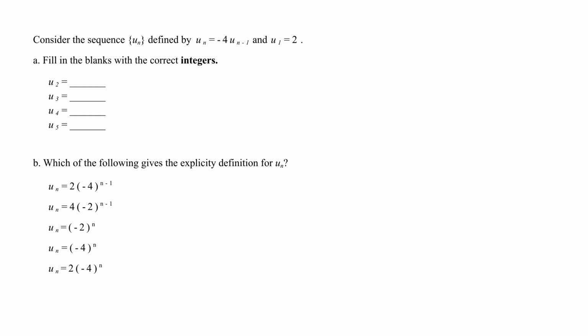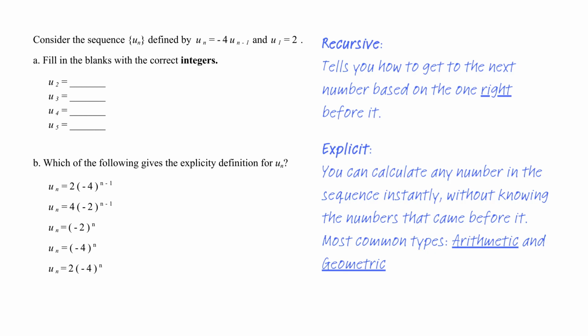This question is all about understanding how sequences work. A sequence is just a list of numbers that follows a specific rule. There are two main ways to describe these rules: recursive and explicit.